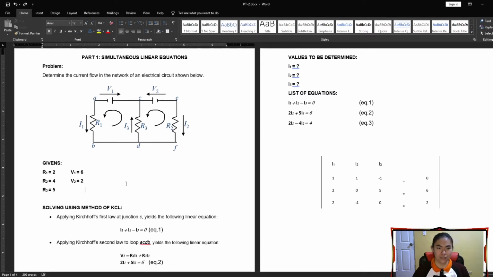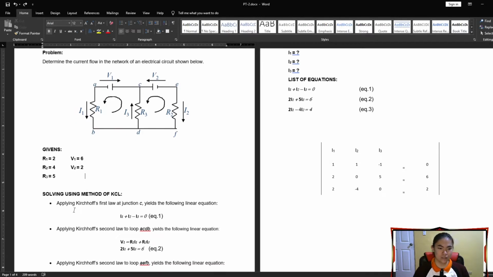Okay, so ang sabi dito is determine the current flow. So meron tayong given ng dalawa, we have resistor and voltage, pero wala tayong current. So yun ang ating hanapin. So based dito sa ating circuit is gagamit tayo ng KCL or yung Kirchhoff's current law sa paghahanap ng ating current. So, the first method na ating gagawin is applying Kirchhoff's first law of junction at C. So, dito siya sa gitna sa node na to or sa junction C natin.